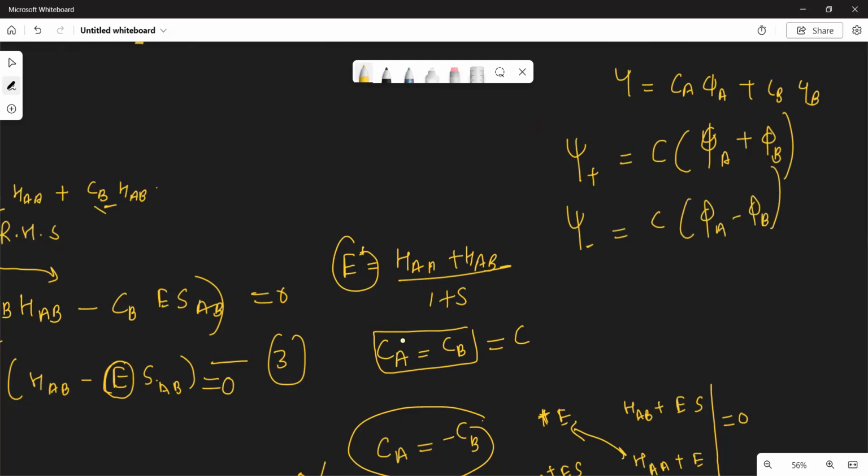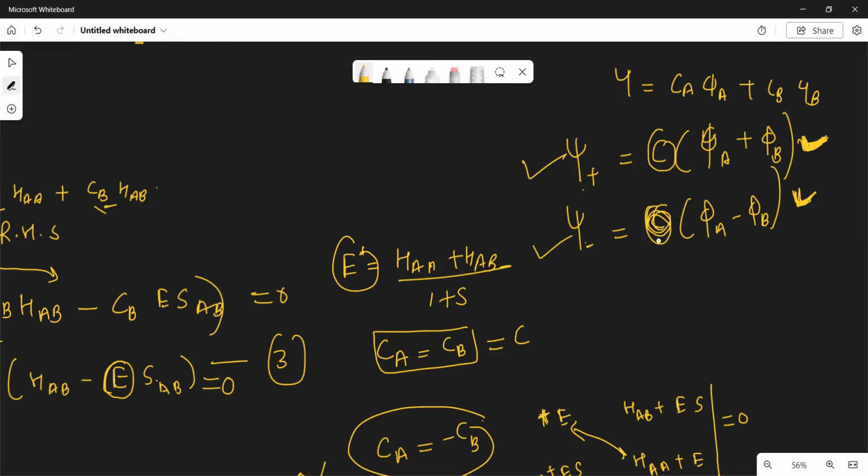Okay, because when we put the value of energy for the antibonding molecular orbital in the fourth equation, then you get CA equals minus CB. So these are the two wave functions, psi plus and psi minus, that we get. Now further you can normalize them. We know the condition for normalization. Both wave functions can be normalized in order to get the value of C. That part, please try to do by yourself.